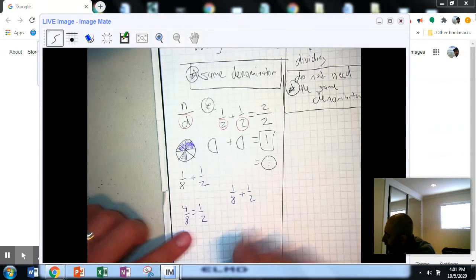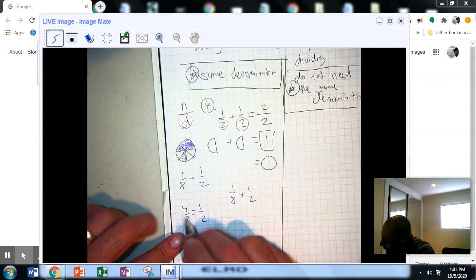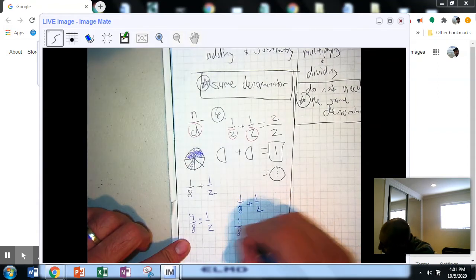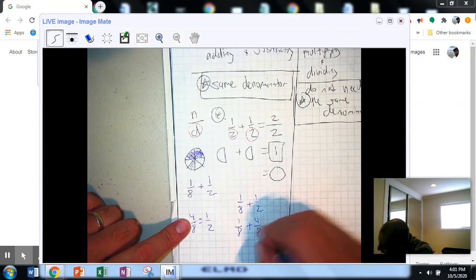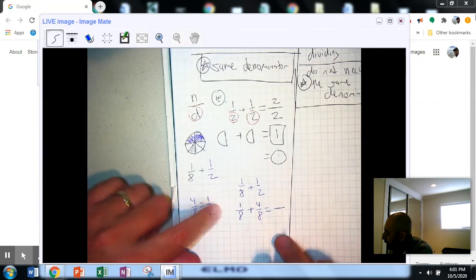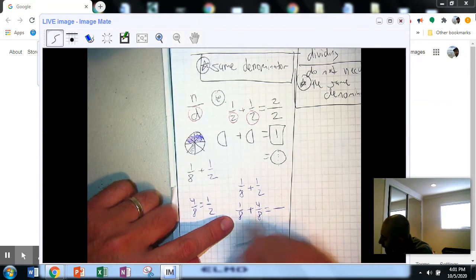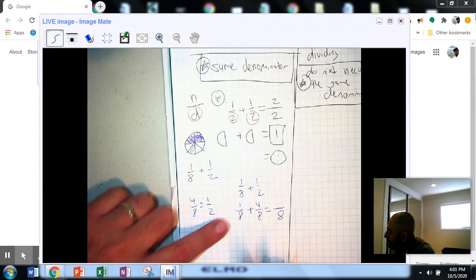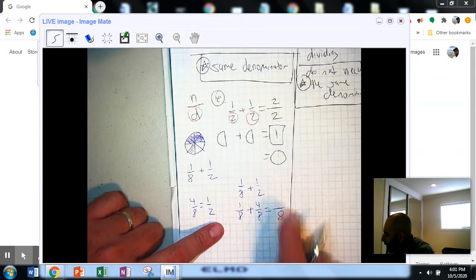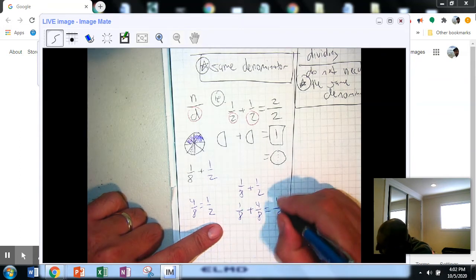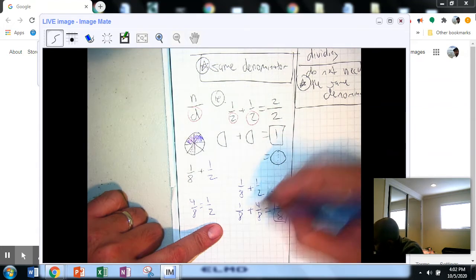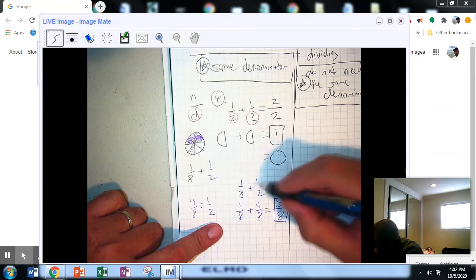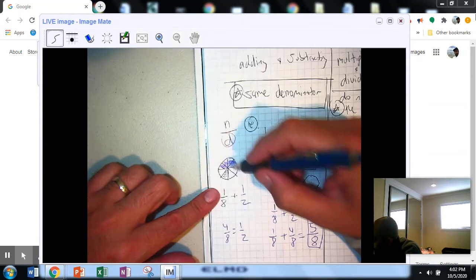Since you know 1 half is the same as 4 eighths by looking at this picture, instead of saying 1 eighth plus a half, I'm going to rewrite the 1 half as 4 eighths. Now I can add them. Once you have the same denominator, this one is going to be an 8 also, because you're talking about eighths. How many eighths? 1 eighth plus 4 eighths equals 5 eighths. So 1 eighth plus 1 half is the same thing as 1 eighth plus 4 eighths, because 1 half is 4 eighths.